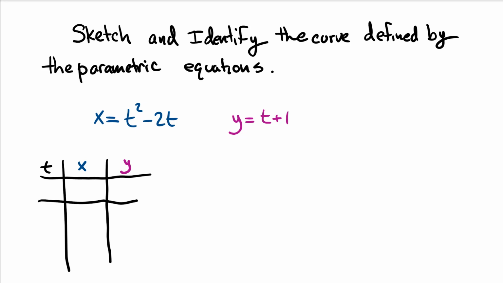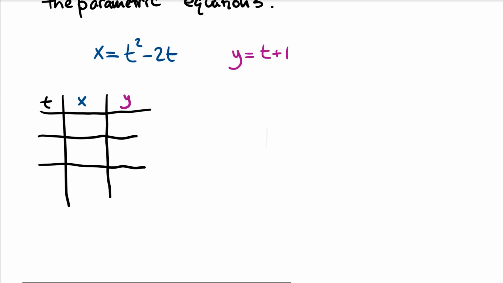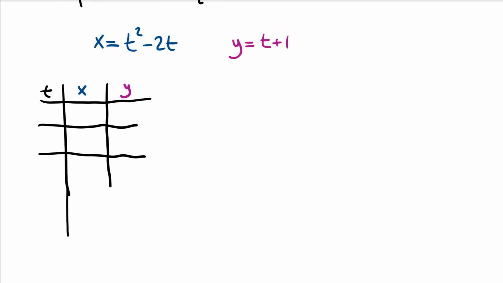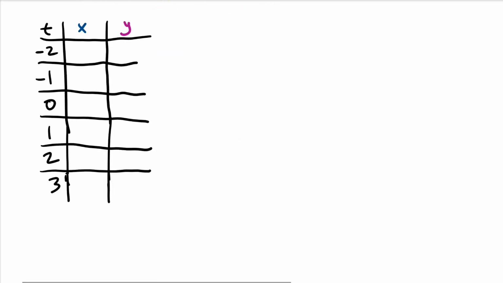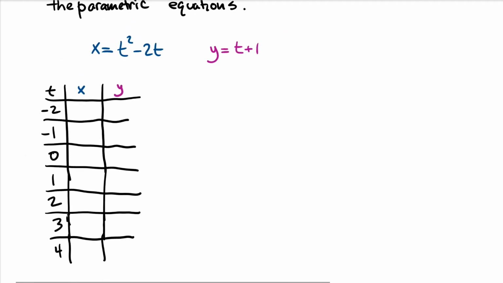Now typically, when does time start? Typically, time starts at 0, but let's start back a little bit. Let's just put in some values of t. Let's start at -2, then let's go to -1. Let's go to 0, 1, 2, and let's go up to 3. Nah, I want to go to 4. I'm just feeling weird today. You know what I mean? Cool. Now let's start popping things in.